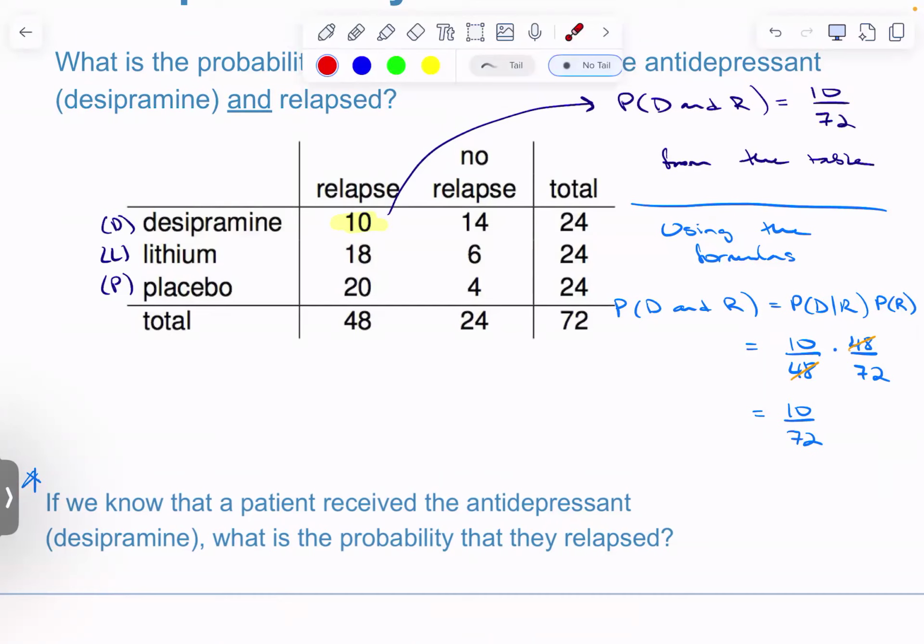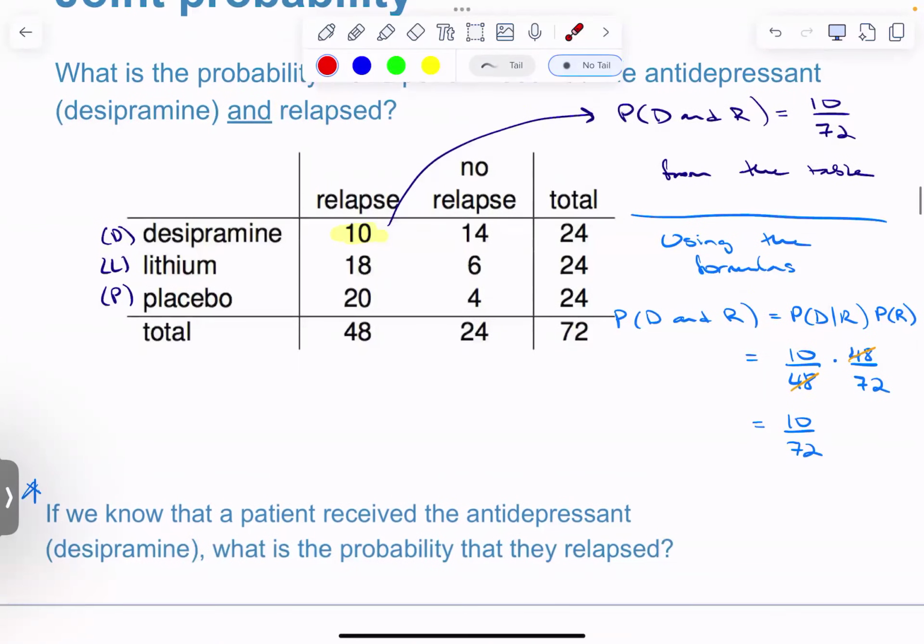I'm fine with however you want to find these probabilities. Right? Doesn't matter to me. But it's nice to know that you can always get there with the formulas, right? Because they're on your formula sheet. Otherwise, you might be floundering. Okay. Any questions so far?